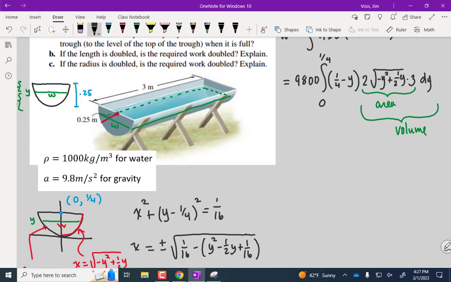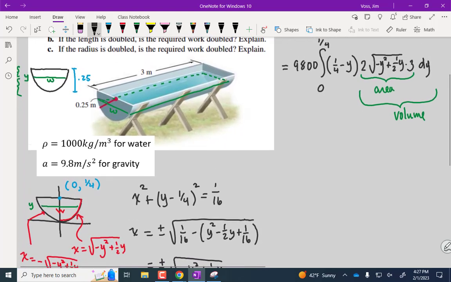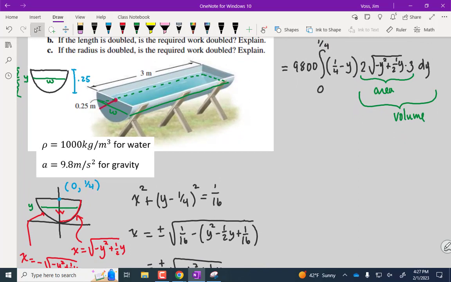Let's pull our constants of integration out. So we have the 9800 already out there. We can pull out the 3 and we can pull out the 2. I'm going to pull out the 3 and leave the 2 for a reason. What technique of integration do you think we're going to probably have to use here?